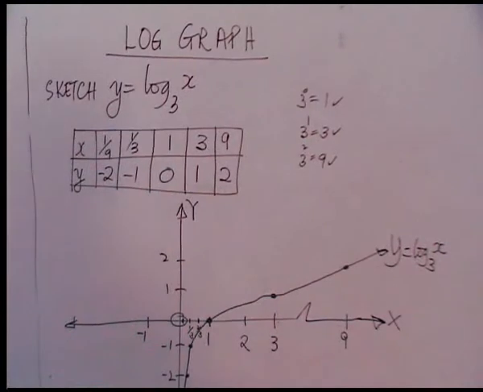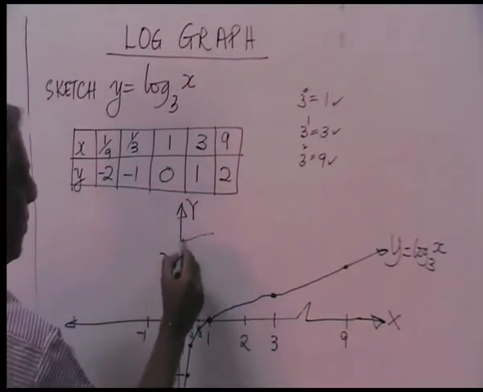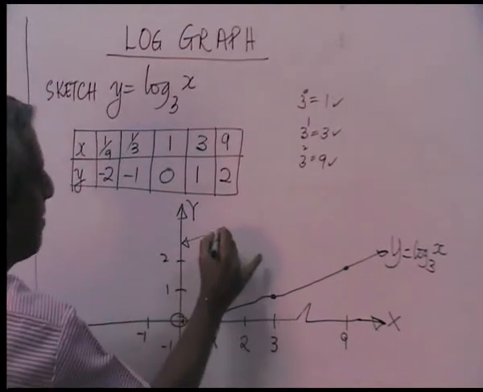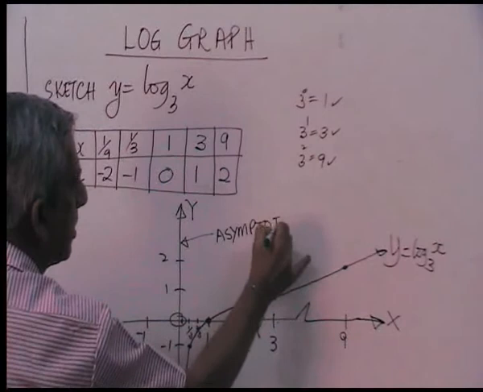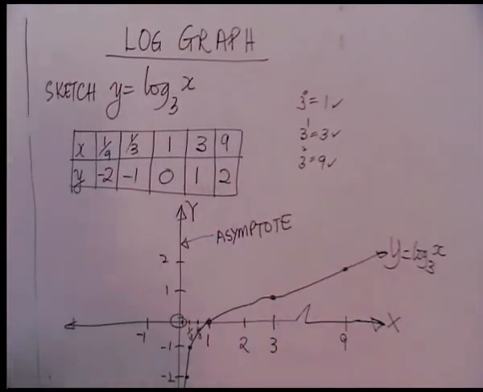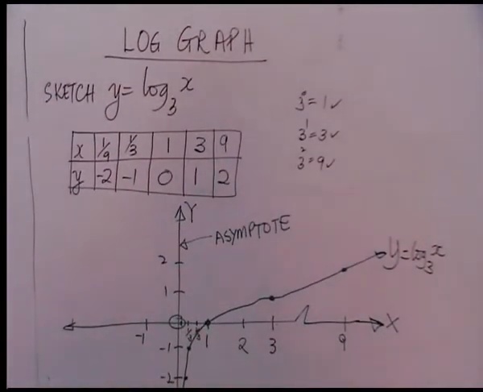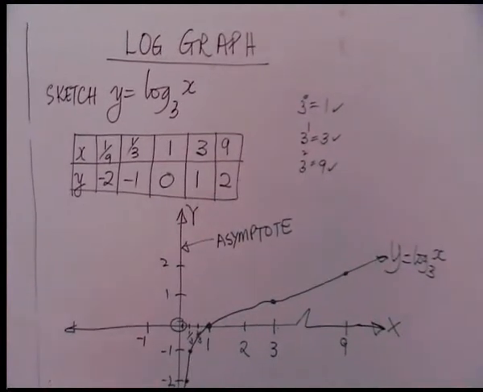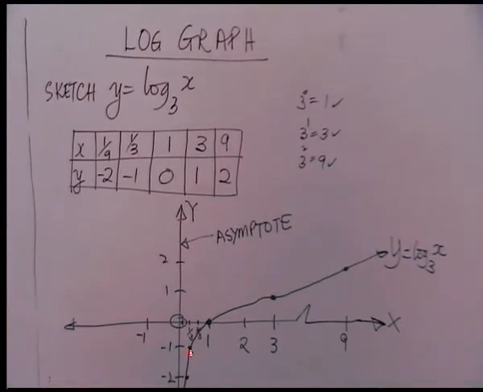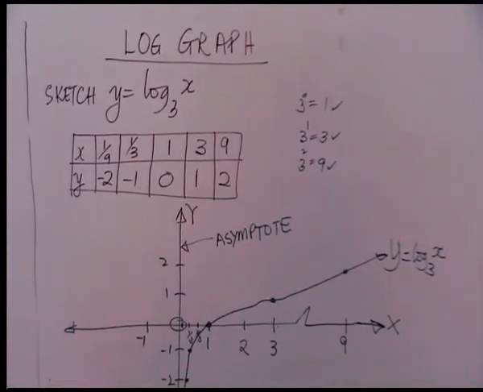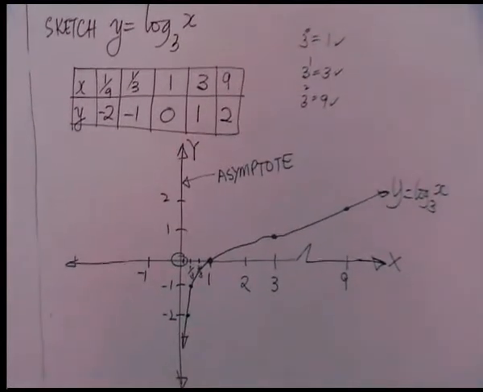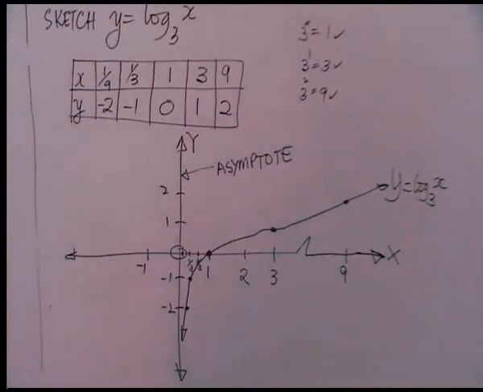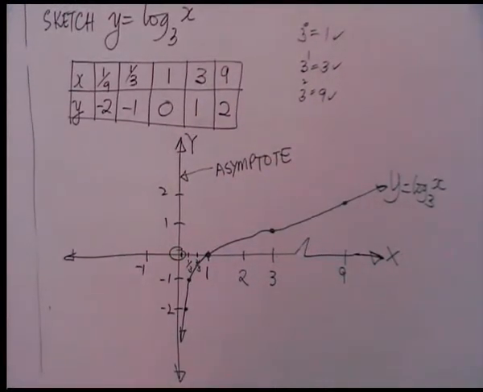So what happens now? This graph will never touch the y-axis. So the y-axis becomes an asymptote. That means that the log graph will come nearer and nearer the y-axis, but it will not touch the y-axis, and therefore the y-axis is an asymptote.